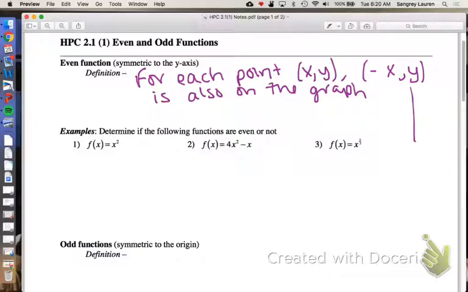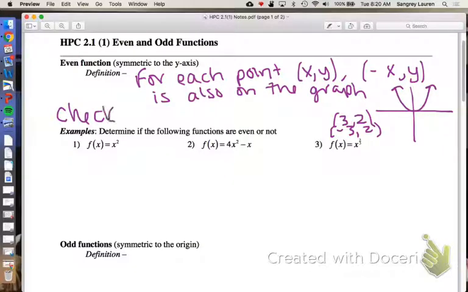So say like a parabola. If you had the point (3, 2) on this graph, and we know that it's an even function, then (-3, 2) would also be on our graph, on our function. So what we're going to check, as we do these problems, is whether f of -x equals f of x. If these come out to be equivalent, then we'll be able to say that it's an even function.